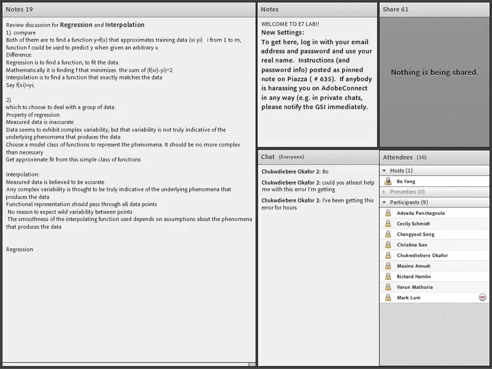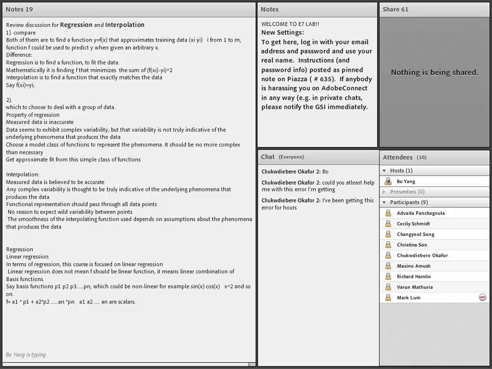In this course, we're focusing on linear regression. In terms of linear regression, it does not mean the basis functions should be linear. It means the linear combination of the basis functions.